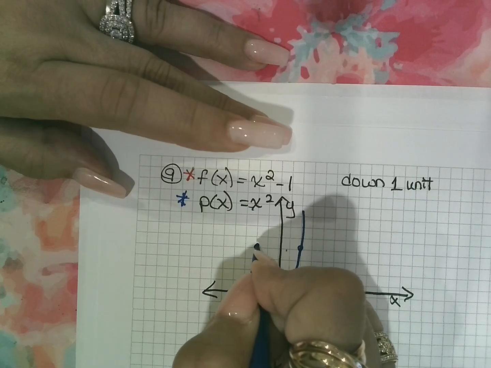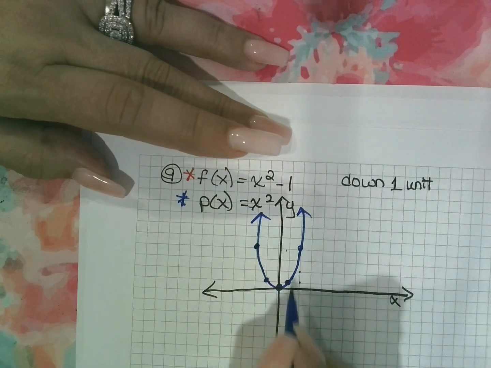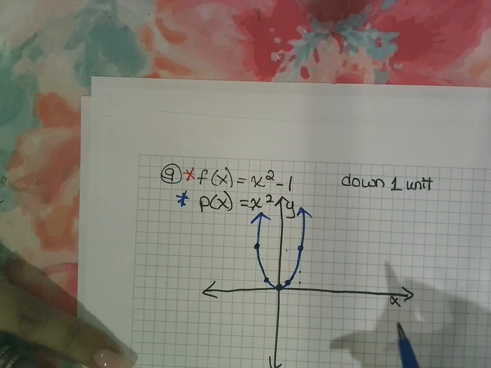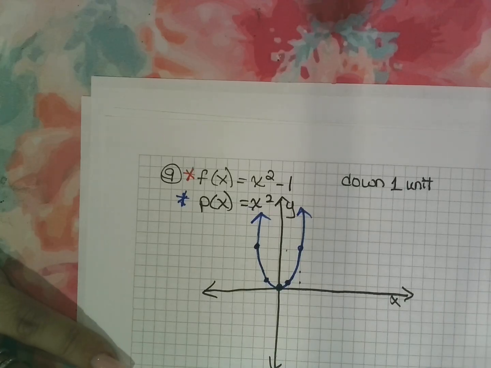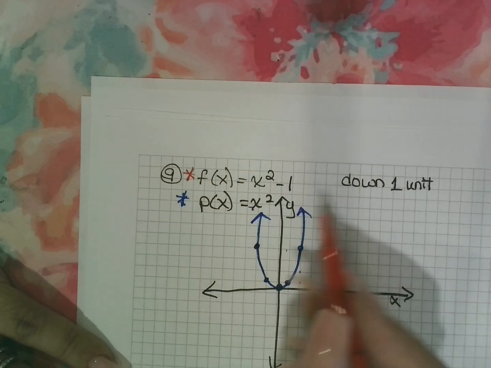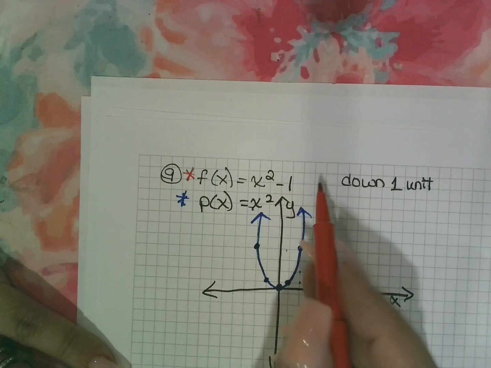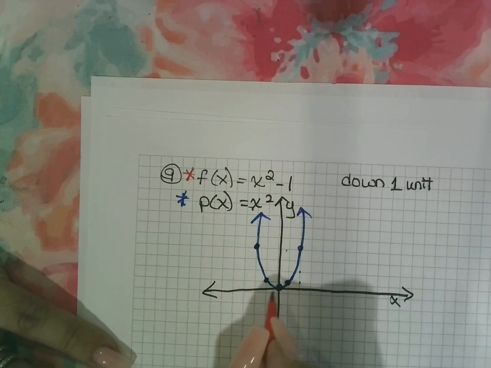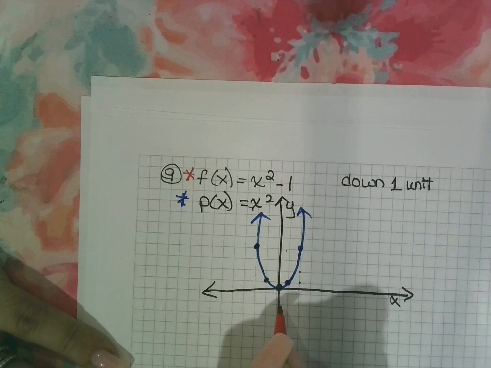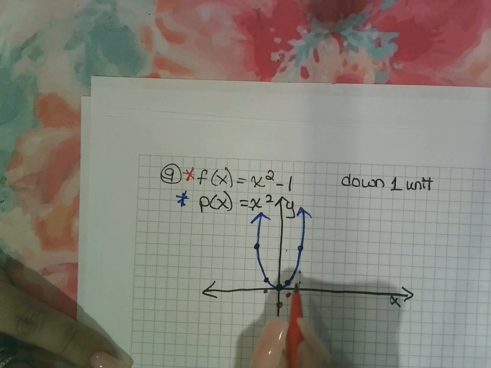Please notice that quadratics are curvy. Do not make this pointy like an absolute value. It is strictly curvy. And then we have the transform function, which is down 1 unit. So I'm going to bring each point down 1, down 1, down 1, down 1.